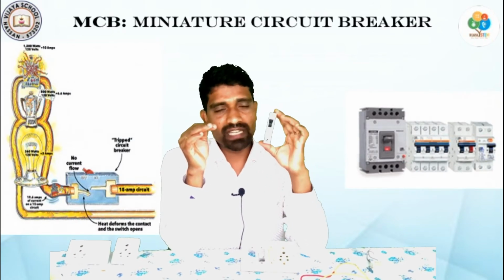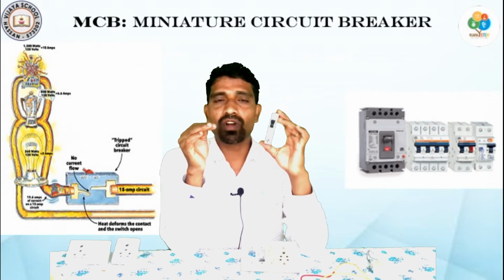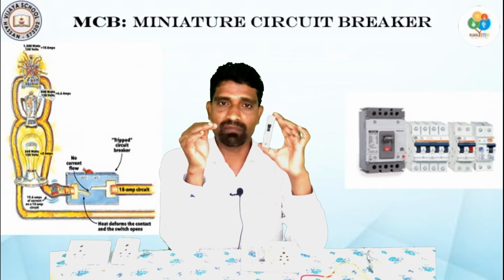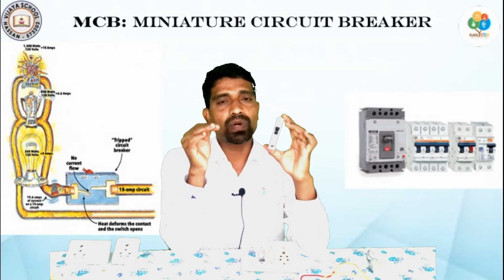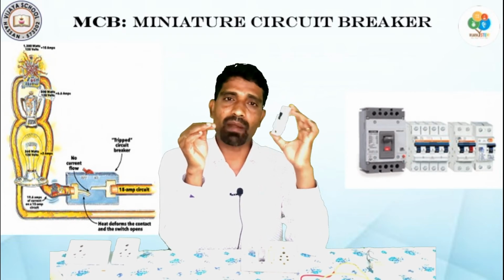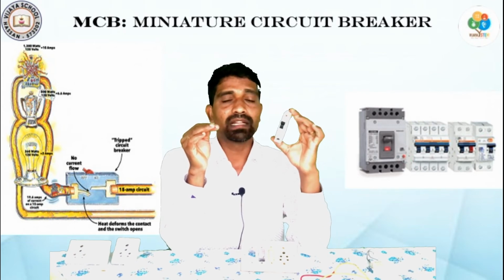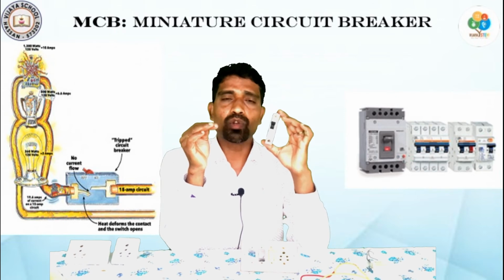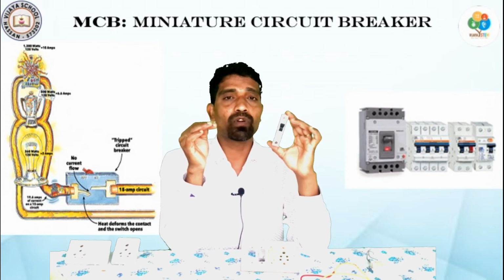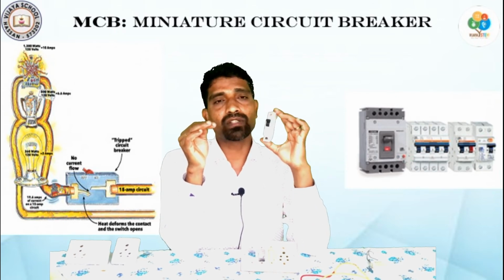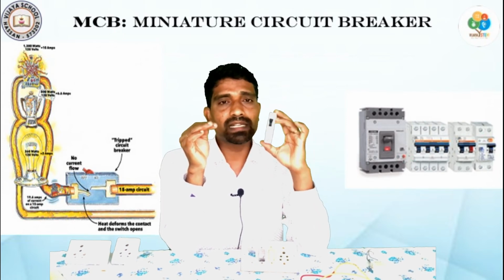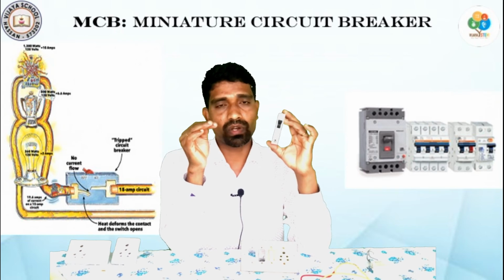At last, dear students, I have a safety device in my hand. It is called a miniature circuit breaker. In short form, it is called MCB. At times, due to electrical fluctuations or maybe because of lightning, a huge amount of current is produced in electrical lines. That huge amount of current might produce lots of heat. By that it is going to damage your electrical appliances. To avoid that, this MCB is used in the circuit.